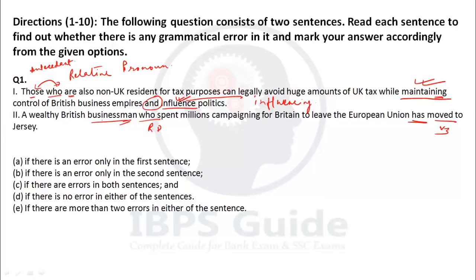The first sentence is wrong. So that's why our answer will be A, if there is an error only in the first sentence. The first sentence has an error. Where is the error in the first sentence? With "maintaining", here we had to use "influencing politics", not "influence". Influencing politics.